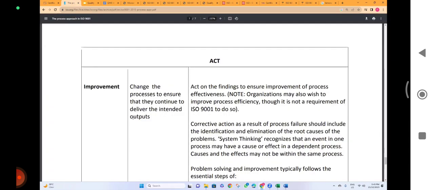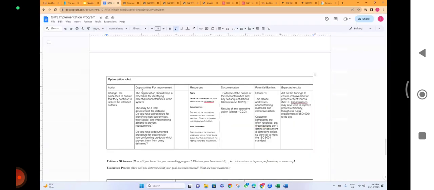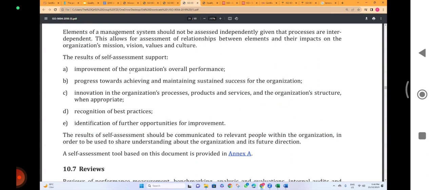These are the 12 steps. How can I implement these 12 steps in my organization? Here are the opportunities for improvement. Here's the documented information. Avoid these barriers, and you are going to achieve these results. How do I know that I'm achieving success? You go to ISO 9004 and you measure the maturity model there. As easy as you like.